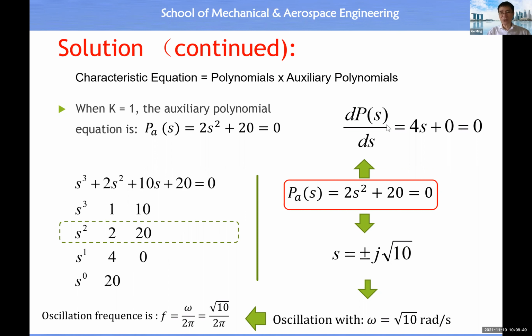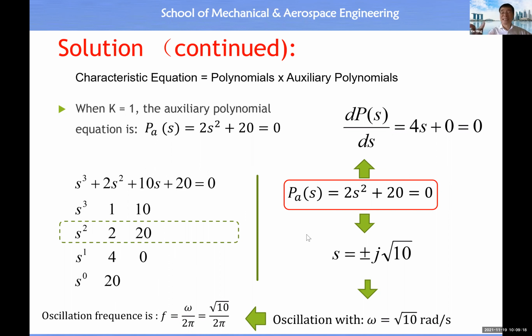Then you compute the first order derivative. Then you have this new polynomial, which is 4S plus 0 equal to 0. Then 4, 0 will be the new coefficients for you to replace the 0, 0. Once you have 4, 0, you can determine this one. This is equal to 4 times this minus 2 times 0 divided by 4. You get this. Then you see this criterion will tell you the system is stable. Okay, it's still stable.